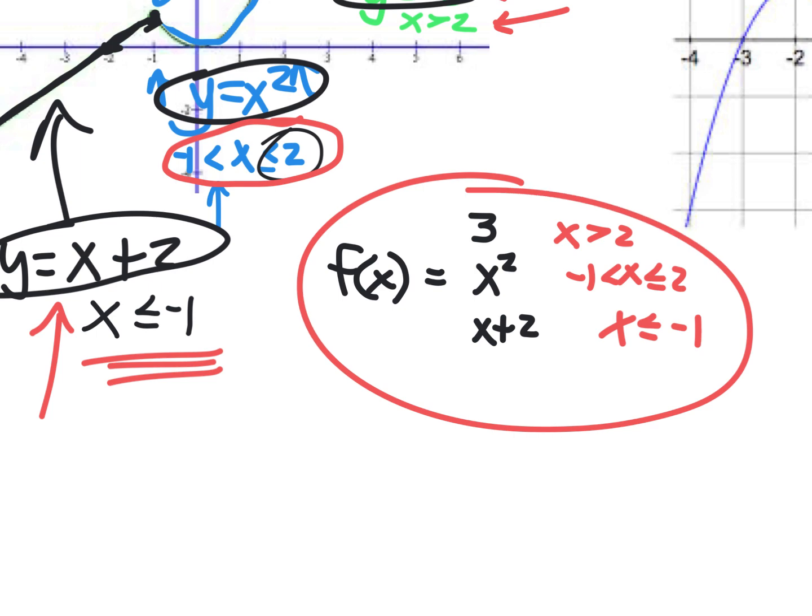Here is how your problems look. They have one function that has 3 different functions in it, and it's only this function when x is bigger than 2. It's the middle function when x is between -1 and 2, and x plus 2 is the function when x is less than -1. All right, I know that's a lot. I warned you, this is not as easy as those other functions were.